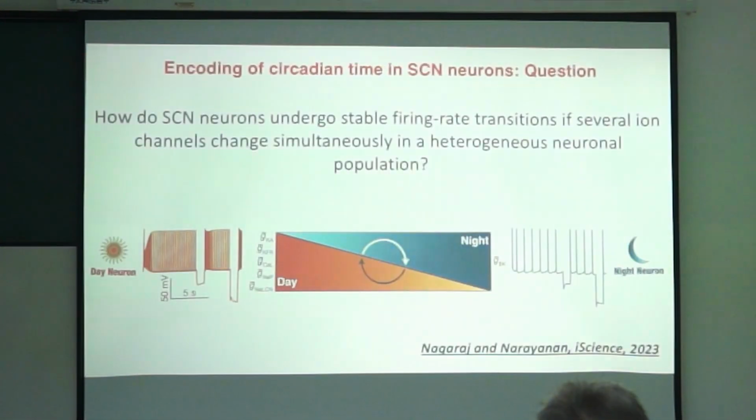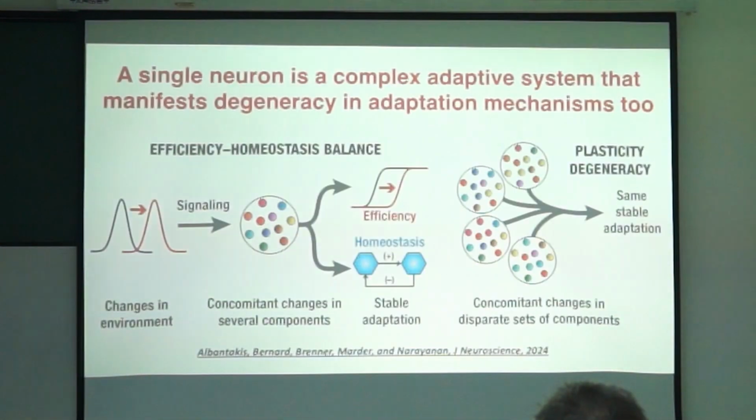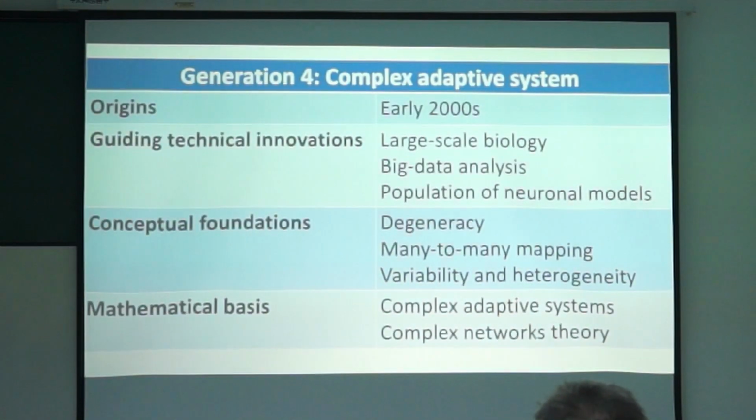Right? So there is plasticity, degeneracy and plasticity manifolds that are present over here also. The origins for the complex adaptive system were in the early 2000s. This came from the variability, the heterogeneity, the degeneracy perspectives. And it came because large-scale recordings were available.